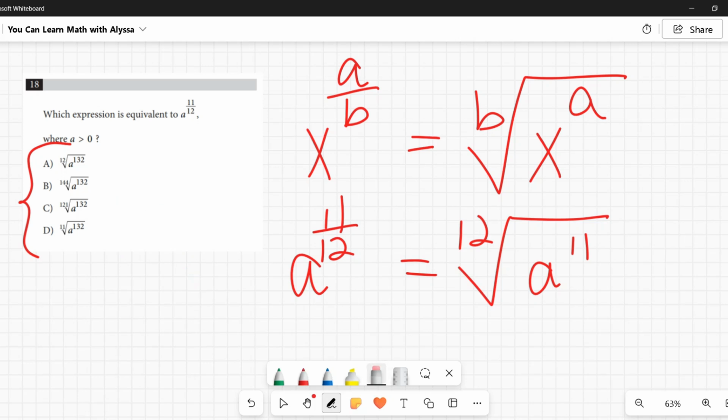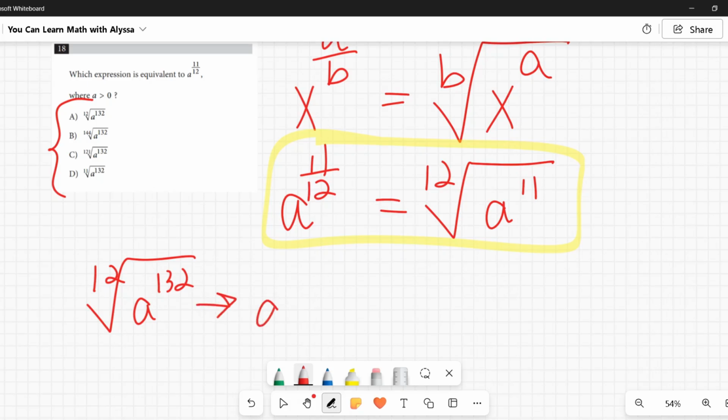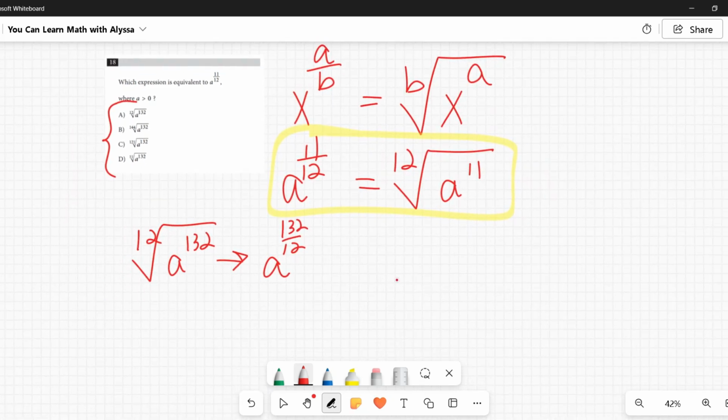Well, let's look at these options and see what happens if we convert them this way. Let's see if any of them are close to what we've got going on. All right, so first we have the 12th root of a to the power of 132. That would convert back to a to the power of 132 over 12. Okay. Zoom out a little bit. Let's get all these on the same page.